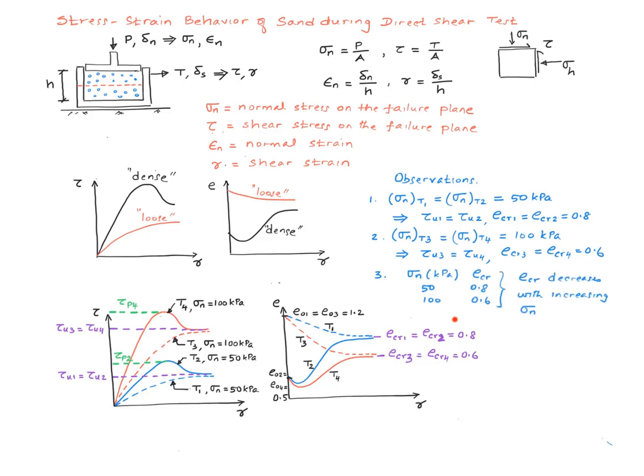Let's make one more observation here. So here I have listed the sigma n values and the corresponding critical void ratios. For 50 we have 0.8, for 100 we have 0.6, right? So from these two we see that the critical void ratio decreases with increasing sigma n. Let's just focus on this relationship first.